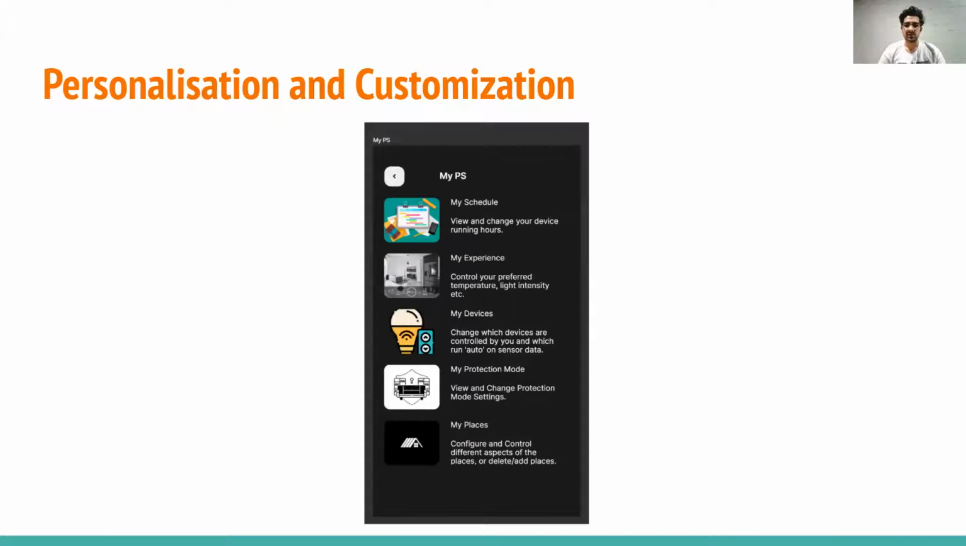Here you can change your device schedules and running hours. You can control the intensity of temperature or light, and you can change things about your devices, adding new ones or deleting some. You can change settings about your protection mode, which things you want to protect more or less, and even turn off some features. And in My Places, you can add more places to your application to interact with. Next slide.